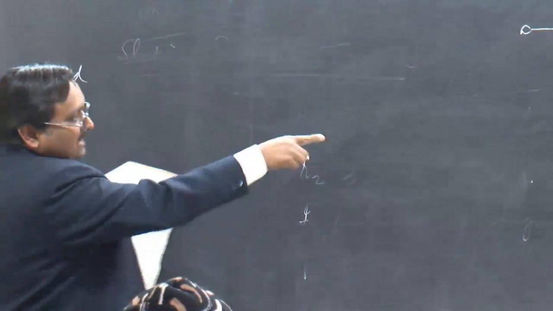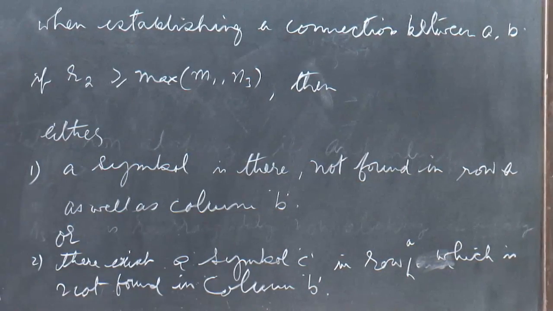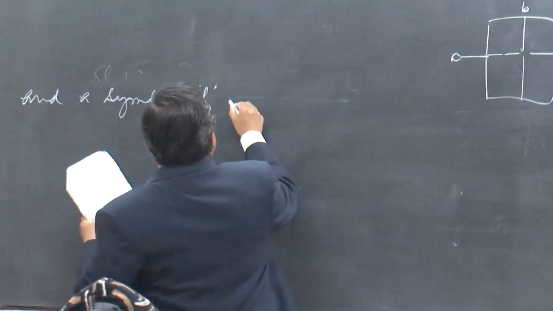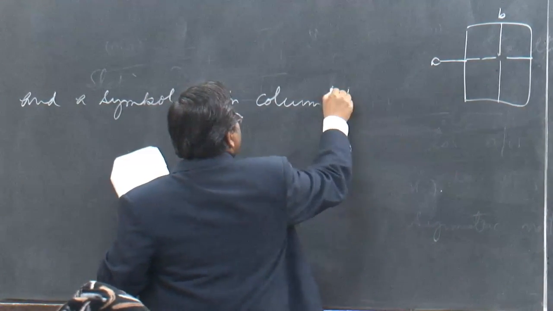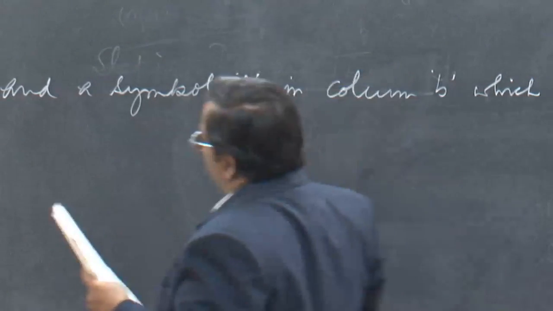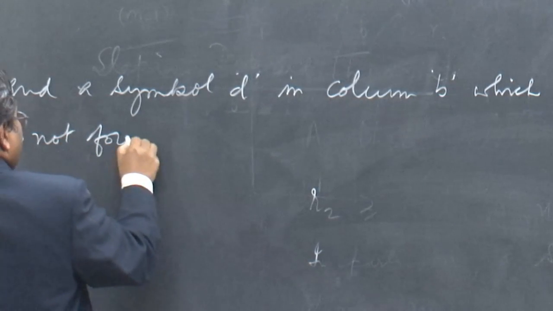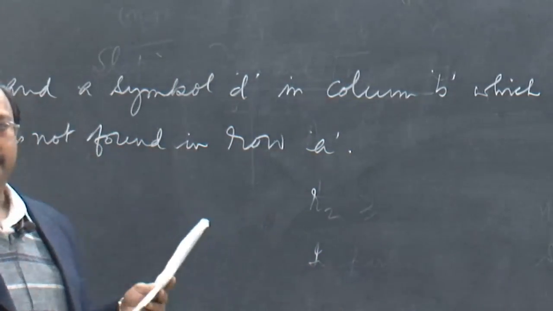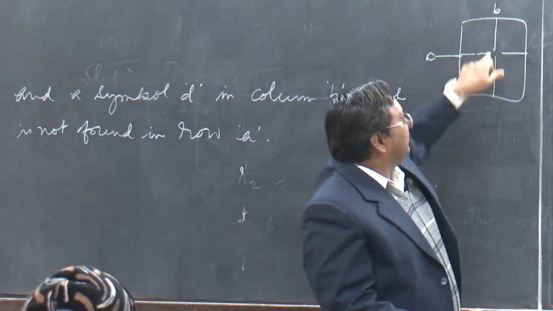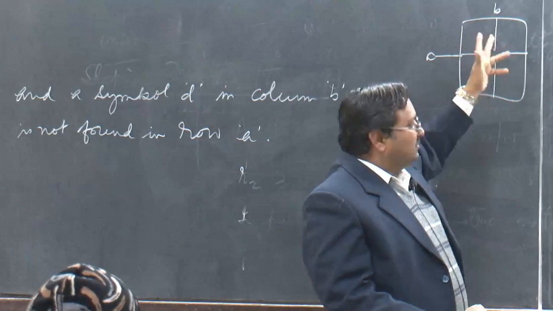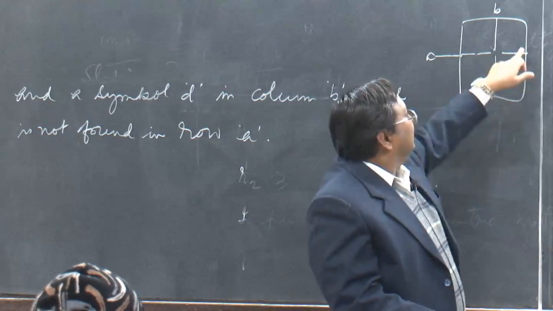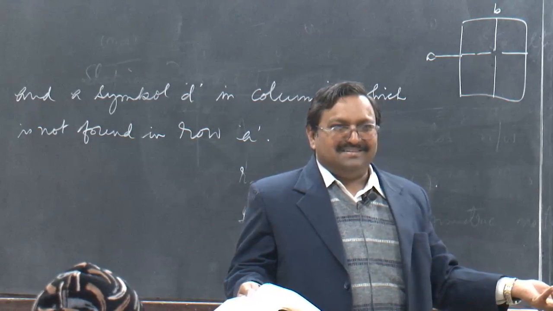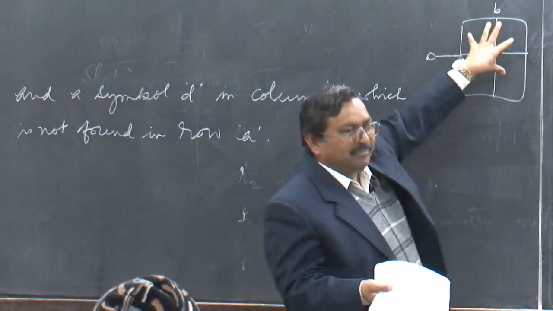and a symbol D in column B which is not found in row A. What this actually means is either you will be able to find an element which is not here as well as not here, and you can put that. If that is not true, it means all elements you take here and all elements you take here, you make a union of all these elements, all elements are consumed. There is no free element. If a free element had been there after combining these, you would have put it here.